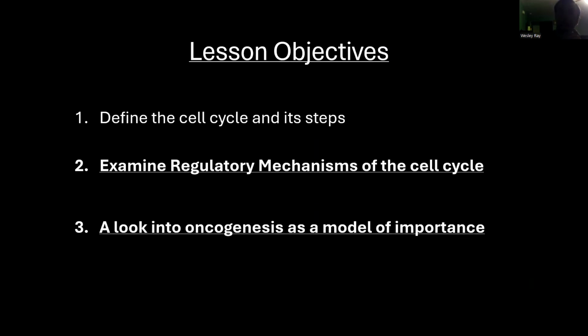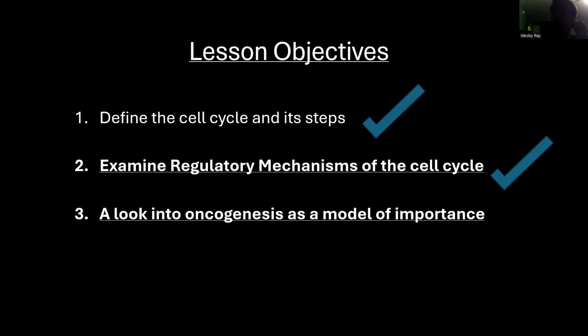Okay. So at this point, I feel satisfied that we've talked about some regulatory mechanisms in the cell cycle. We've talked about growth and development. We've talked about arresting, and if the arrest is not temporary, then we've talked about cell death. These are the things that are regulating the cell cycle. If I was to go back to the slide discussing the restriction point, there's really only two options. We're either going forward or we're not. So these are the two big ones that I've focused on as far as these regulatory mechanisms. And this third point, looking at oncogenesis as a model of importance. Okay.